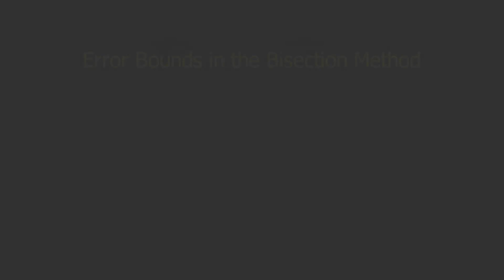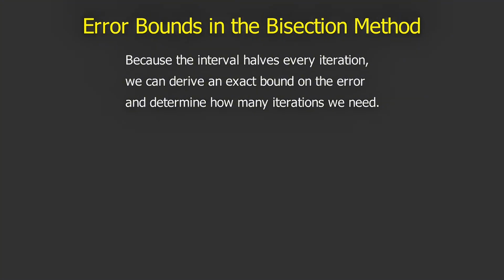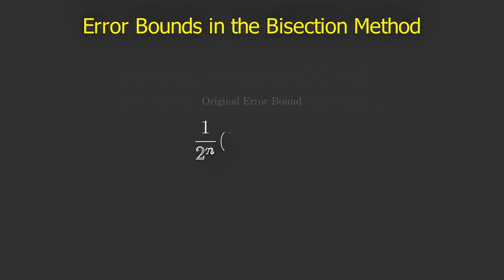As the approximation is not exact, there will be error bounds. Because the interval halves every iteration, we can derive an exact bound on the error and determine how many iterations we need. We start off with the original error bound, where n is the iteration number and epsilon is the error tolerance.